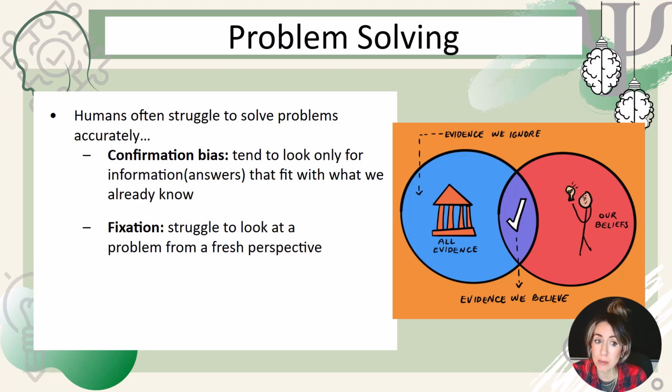Another issue with problem solving is fixation. This is the idea that humans have a hard time looking at a problem from a fresh perspective. So not using that top-down processing, where we just think about what we did in the past and do it again. And this shows up in two different ways: mental sets and functional fixedness. So let's talk about each.